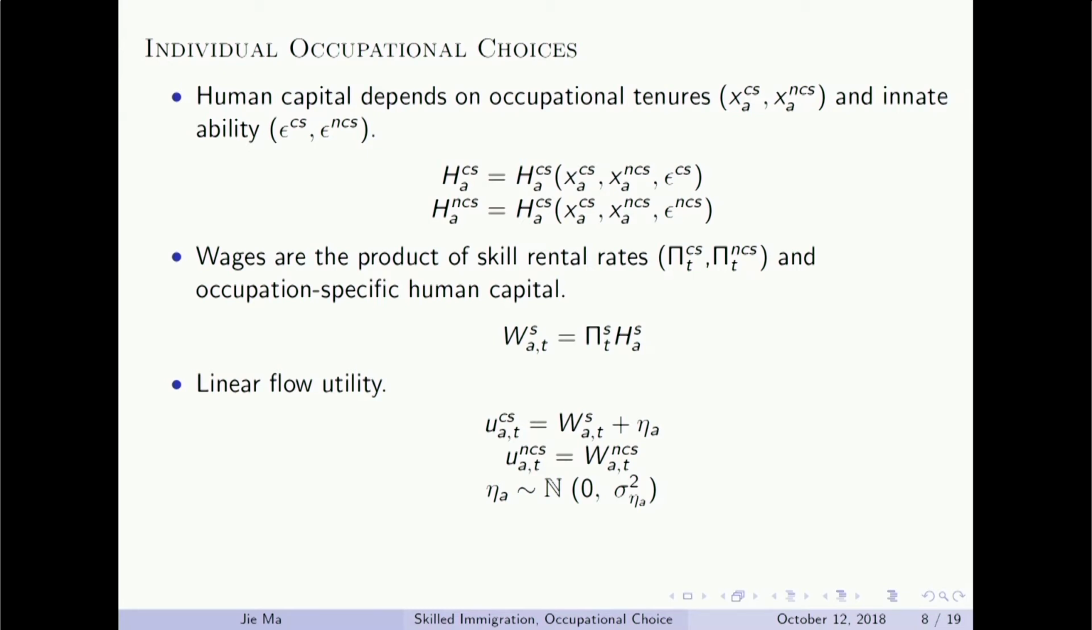Then the flow utility function, that's the utility individuals get from every period, equals the wages for the other STEM occupation and equals the wages plus the taste shock for computer scientists. Essentially, I could have a taste shock for both occupations, but for identification, I could only identify the difference between those 2 taste shocks. That's why I choose to model it as a taste shock in one sector.